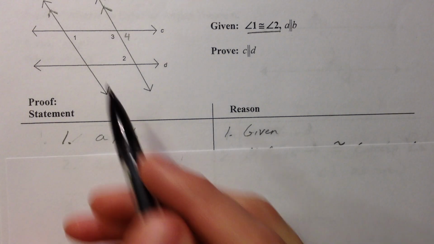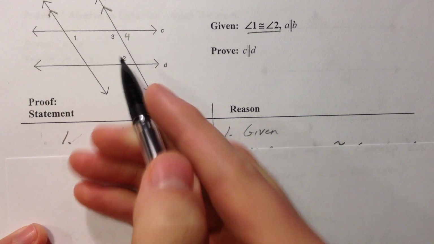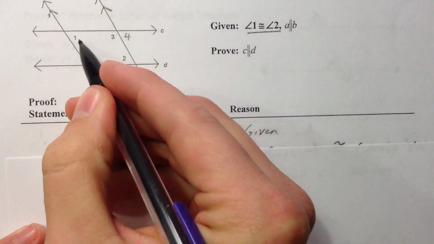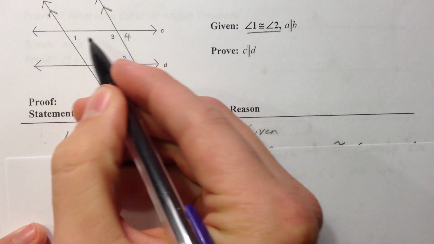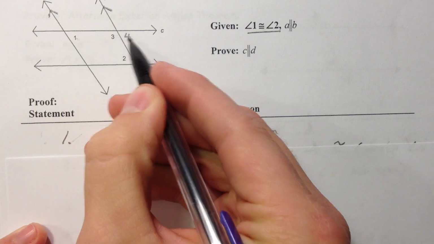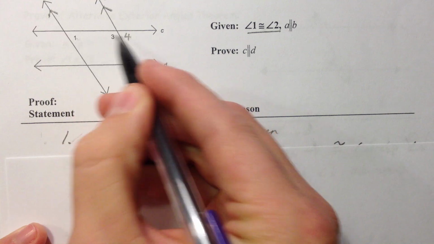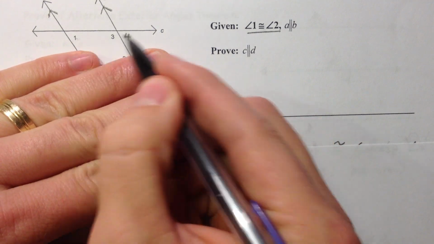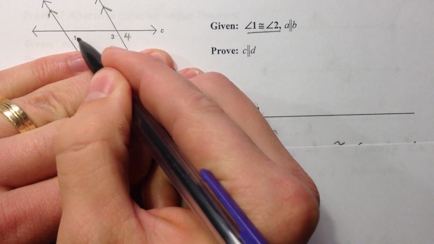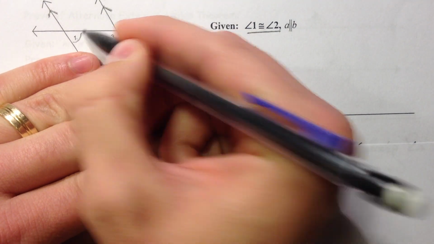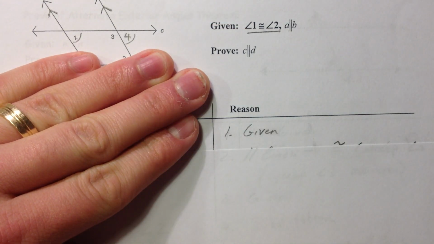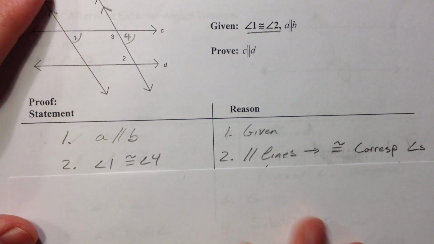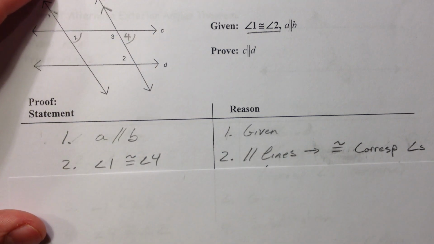And then right off the bat, what does that being parallel tell me? I added this 4 in here because I'd rather not talk about 1 and 3 being supplementary. I'd rather talk about 1 and 4 being congruent. And they are corresponding angles. If you ignore this extra transversal, those are corresponding angles. They're in the same corner. So 1 is congruent to 4, because parallel lines tell me corresponding angles are congruent.